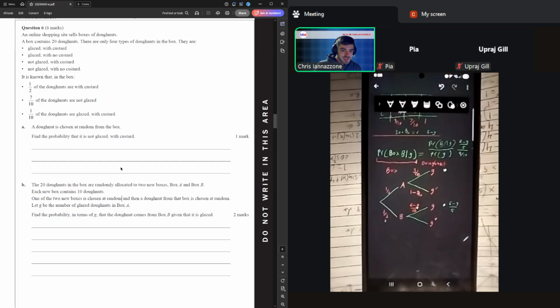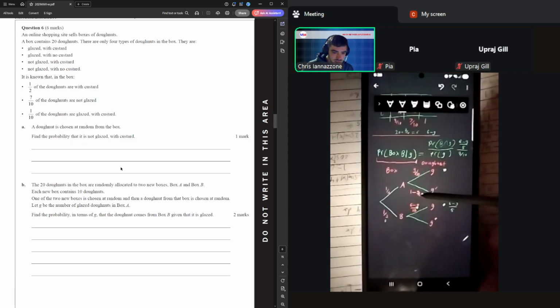Then from there, we can start labeling some branches. A and B probabilities were pretty easy. 10 donuts went into each, so it's a 50-50 split. G donuts were glazed in the A box, and there were 10 donuts in total. G over 10 for glaze from A. We did end up needing this, but it was easy enough to calculate, so we just threw it in there. 1 minus to get the complement probability.